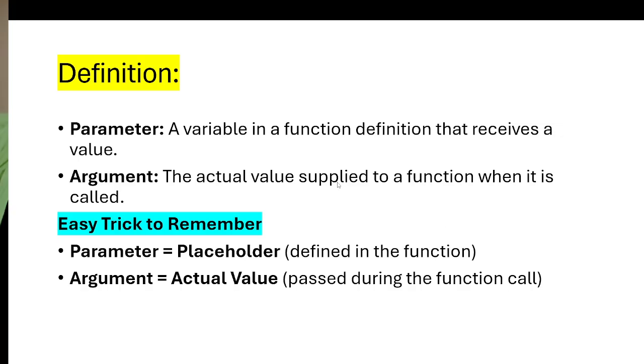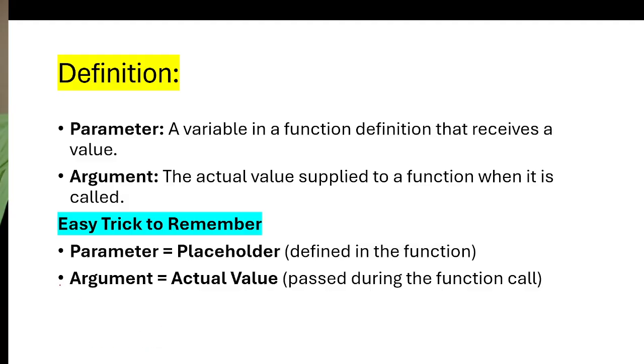So definition. Parameter: a variable in a function definition that receives a value. What is an argument? The actual value supplied to a function when it is called. Easy trick to remember: a parameter is a placeholder which is defined in the function, and the argument is the actual value passed during the function call.